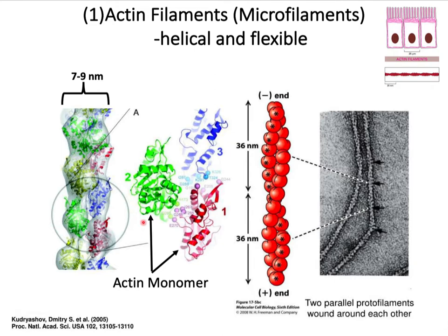They are very flexible and dynamic, and they can lengthen and shorten. They are about 7 to 9 nanometers in diameter and visible on the electron microscope. On the left is a molecular model of the actin filament, and as you can see, there are 3 individual monomers shown right here. These are a twisted, helical chain of actin.